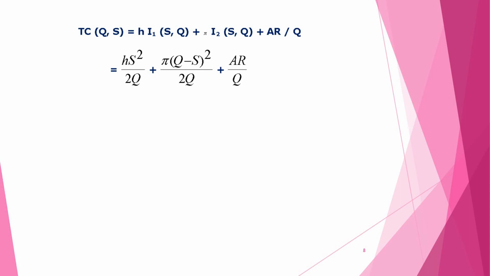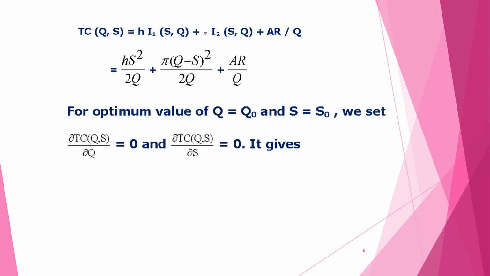If instead of a prescribed time period, we make it a variable, so obviously Q will turn out to be a variable. So total cost when Q and S both are decision variables is the sum of holding cost plus shortage cost plus ordering cost. So holding cost is H into S square upon 2Q. Shortage cost is pi into Q minus S whole square upon 2Q, and ordering cost is AR upon Q.